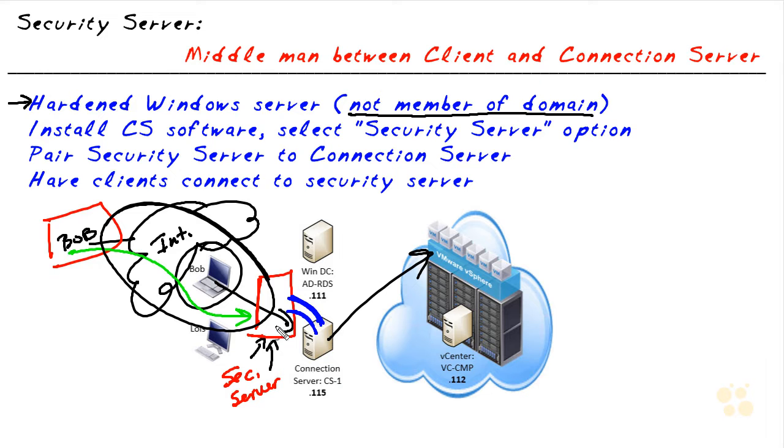We don't want to expose that as well to the internet. And then on this security server, we're going to install the connection server software. And you might be saying, well, Keith, wait a sec. I thought we installed the connection server software on the connection server. And the answer is we did. We're going to install that same software over here on the security server.